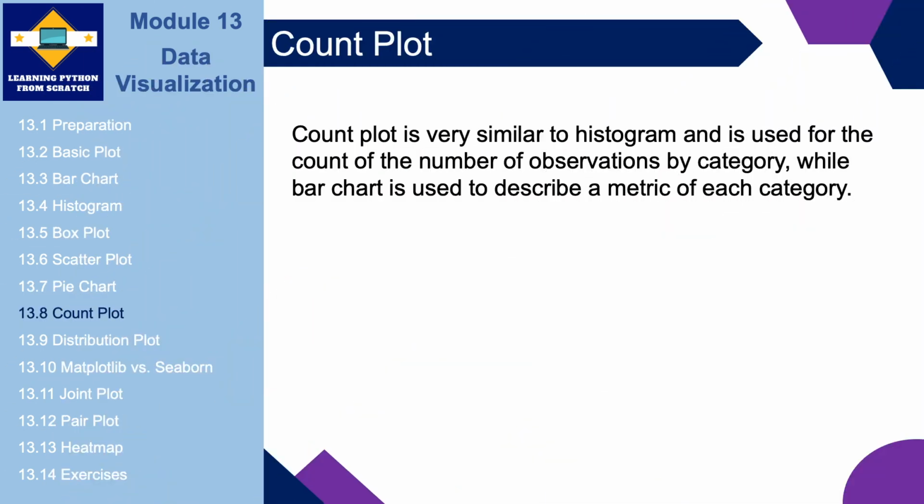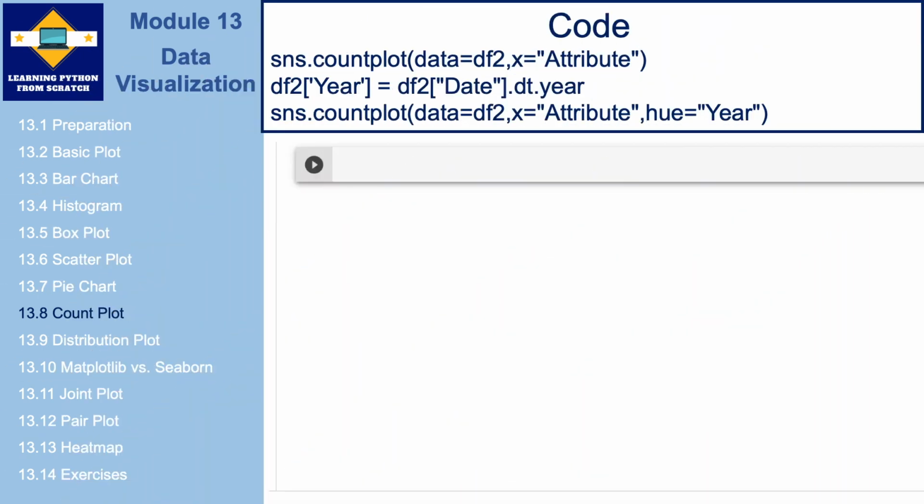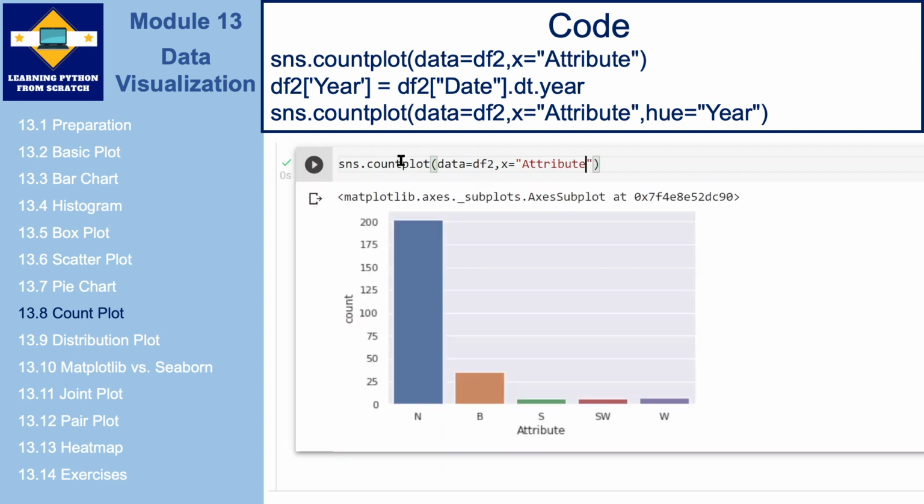Count plot is very similar to histogram and is used for the count of the number of observations by category, while bar chart is used to describe a matrix of each category. Here we want to show the number of IPOs by attribute. Count plot method can plot the number of observations for each category, and the parameter x indicates the column that is used to categorize observation. Here you should be able to see the number in each category.